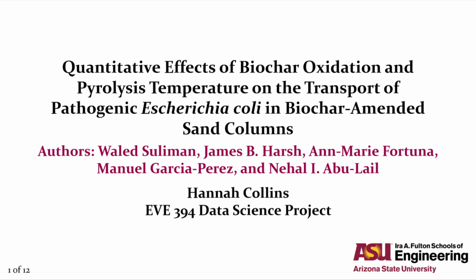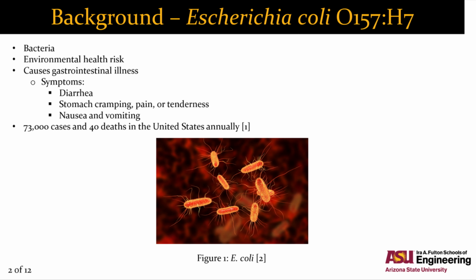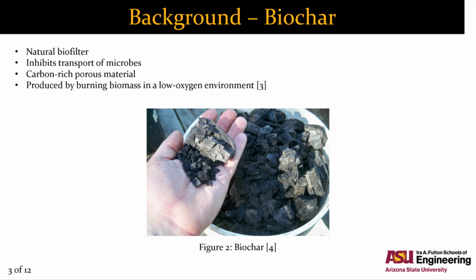The purpose of the study analyzed in this video is to determine how to inhibit the transport of E. coli in the environment. E. coli, particularly the O157:H7 strain, is a bacterium that causes approximately 73,000 gastrointestinal infections in humans annually and can result in death. One way of preventing outbreaks of E. coli is using biofilters like biochar to inhibit the transport of the bacteria in the environment.